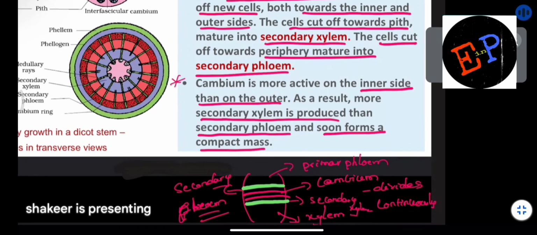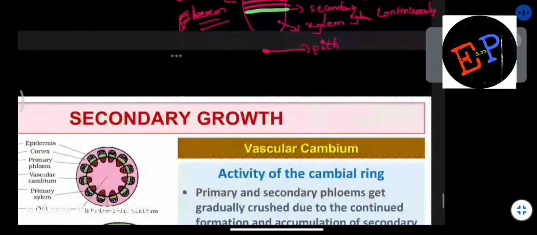So అర్థమవుతుంది కదా ఏం జరుగుతుందో? So cambium doesn't divide equally on both sides, ma. It is more active on the xylem side. It is less active on the phloem side. So automatically more amount of xylem will be created, less amount of secondary phloem will be created. So this is the function of cambium.